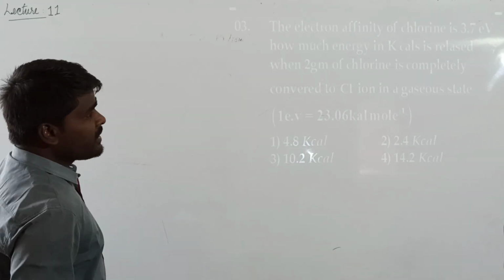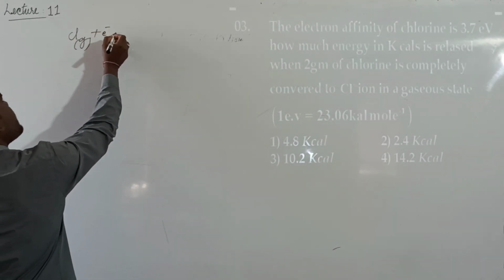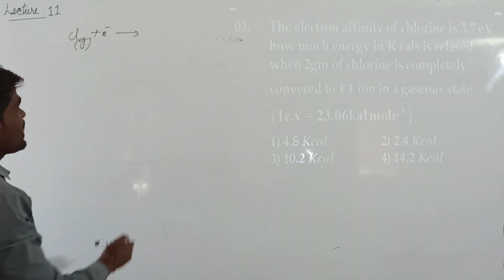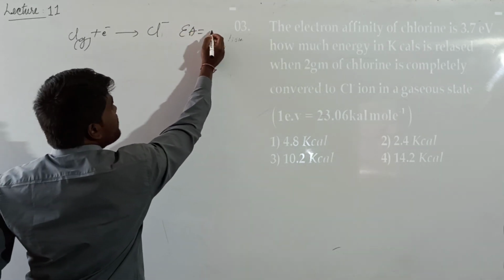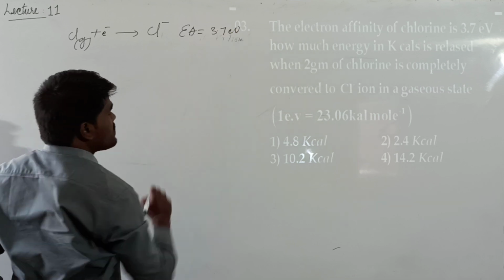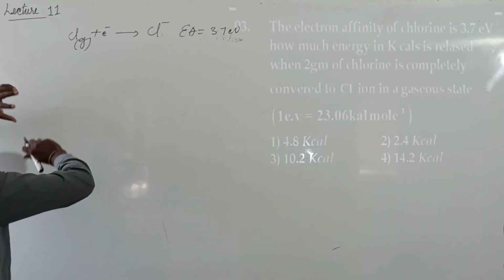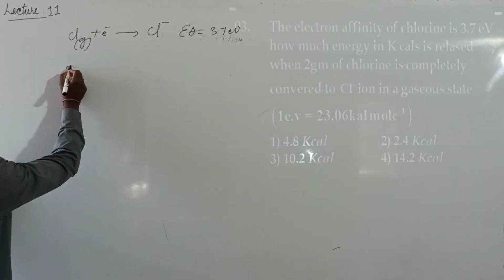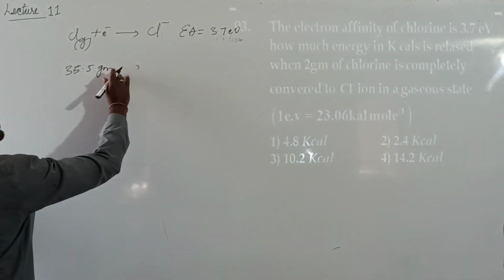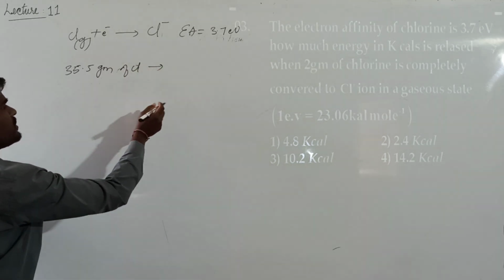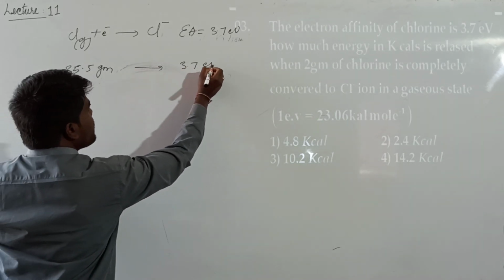Now let us try to interpret the data given. Here he has given the electron affinity of chlorine. What is meant by electron affinity? When 1 mole of gaseous chlorine atoms accepts 1 mole of electrons, it will be converted into Cl minus ions. Here this electron affinity is given as 3.7 electron volts. What is meant by 1 mole? Generally 1 mole means its atomic mass, equal to 35.5 grams of chlorine. When it is converted into 1 mole of Cl minus, for 35.5 grams of chlorine, how much energy is needed? 3.7 electron volts.